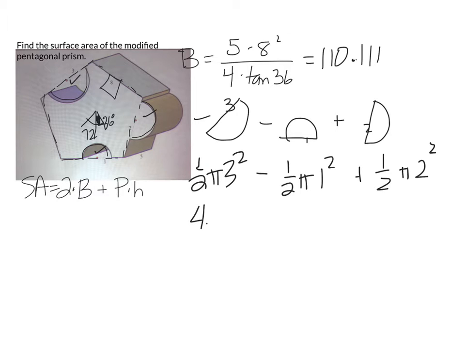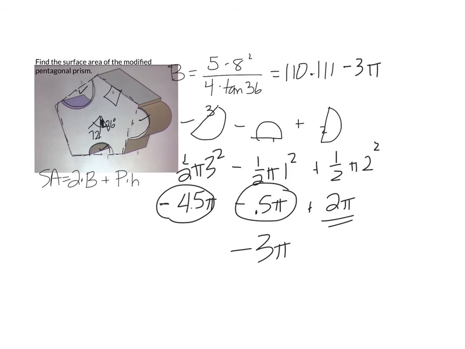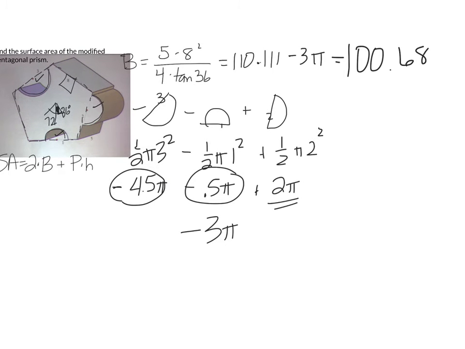So half of 9 is 4.5 pi. Half of 1 is just half pi. And half of 4 is 2 pi. So negative 4.5, negative a half is negative 5, plus 2 is minus 3 pi. So I subtract that from my pentagon to give me a total base area of 100.686. Let's move over. So that's the area of my base.